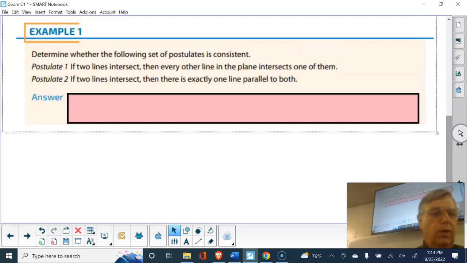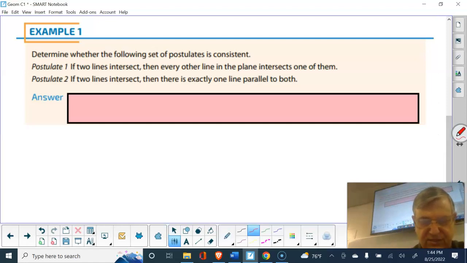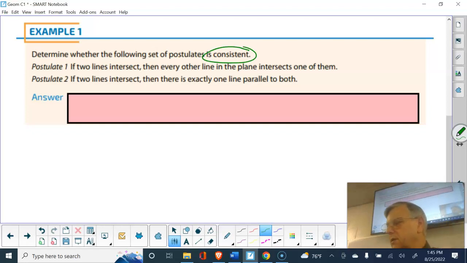All right, so example 1. Determine whether the following set of postulates is consistent. So notice we're after the idea of consistent. So once again, it doesn't contradict one another. So they gave us 2, because to be consistent, this one can't contradict this one. And so when you're asked, is a postulate consistent, you have to think back of all the other postulates and see if there's any contradiction. Here they gave you 2 to compare.